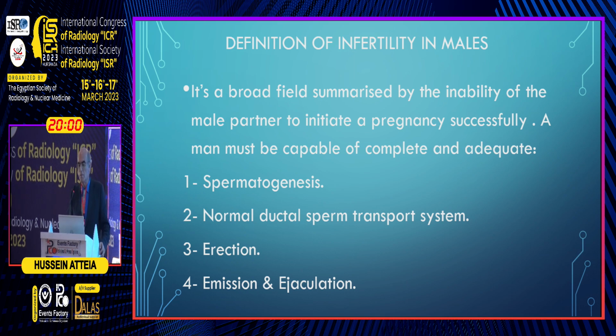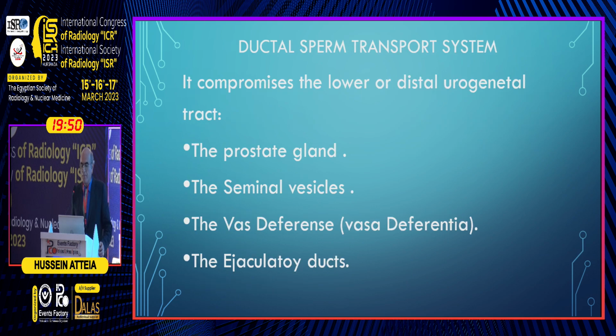To do that, he must have good and adequate spermatogenesis, a normal ductal sperm transport system, and I will talk about this subject: erection, emission, and ejaculation. I won't talk about the factory that produces sperms, but I will talk about the track from the formation of sperms till ejaculation. Now, the ductal sperm transport system comprises the lower or distal urogenital tract. It's the prostate gland, the pair of seminal vesicles, the pair of vas deferens or ductus deferens, and two ejaculatory ducts.